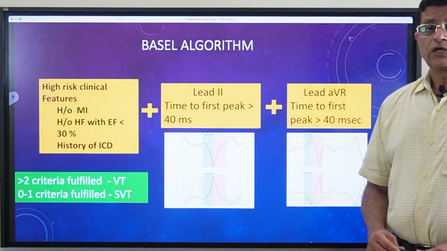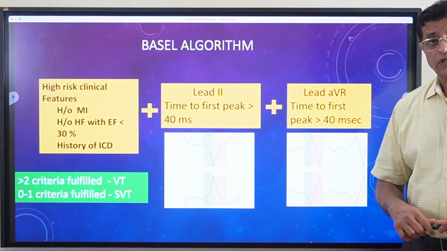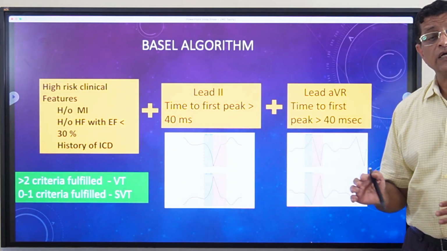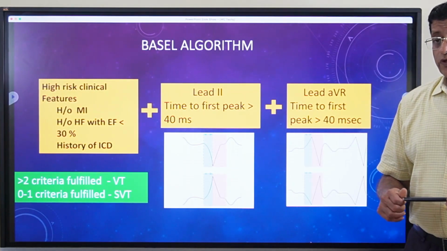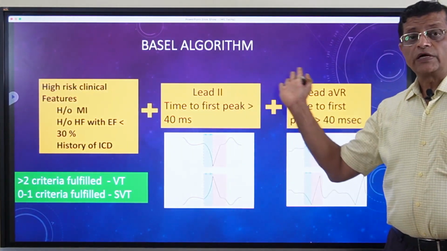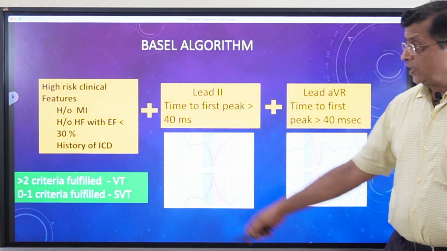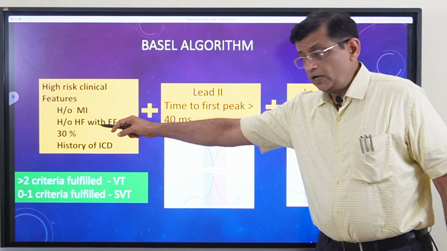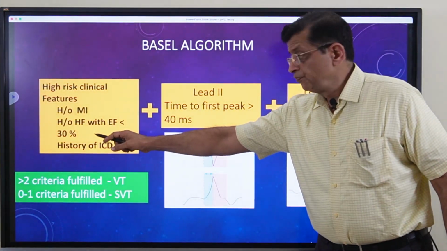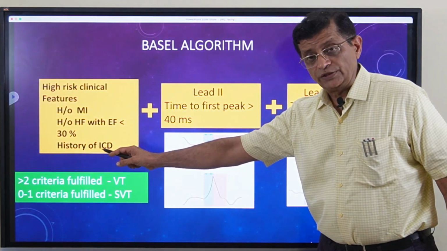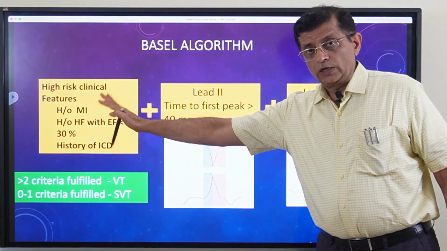The problem with these algorithms is that they are slightly complex. So practically in an ICU setup, most physicians, even cardiologists, are reluctant to use these algorithms. So this was a simplified algorithm where you have to see only 3 criteria. Criterion 1 is the history: if the patient has MI, or heart failure with ejection fraction less than 30%, and or a history of ICD. If any of this is present, then the patient has criterion number 1.